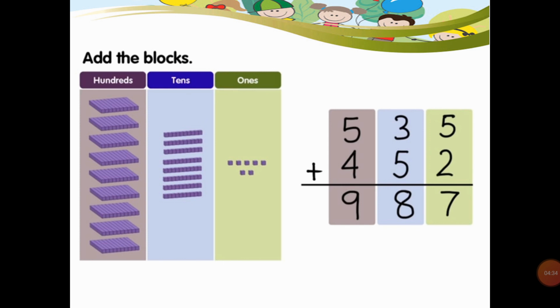And in the same way, let's add the blocks of the hundreds column. In the hundreds column we have 500 and 400. So when we add 500 and 400, that will be equal to 900. So the answer which we will get after adding 535 with 452 is 987.